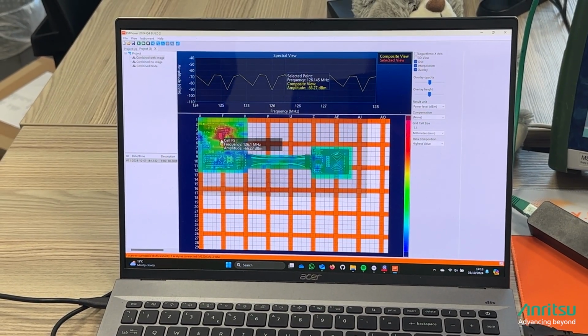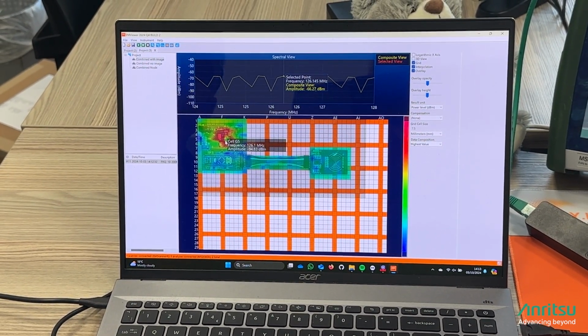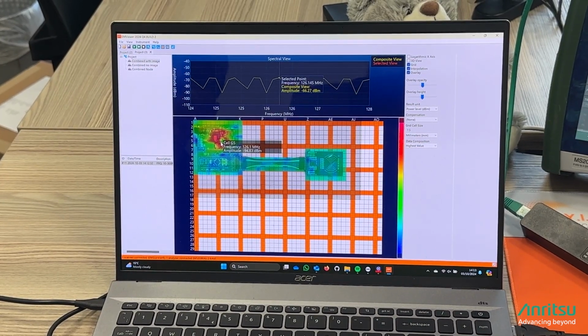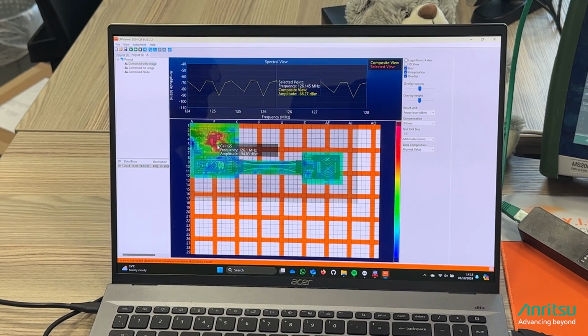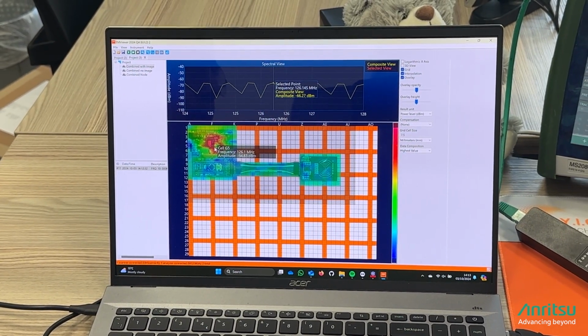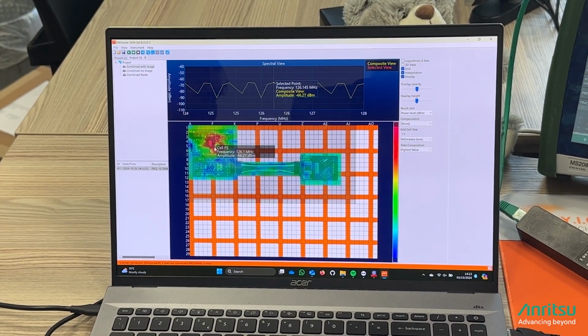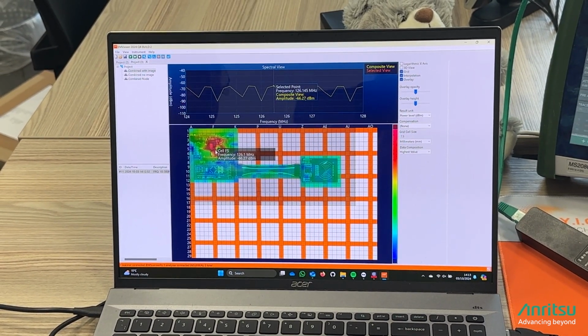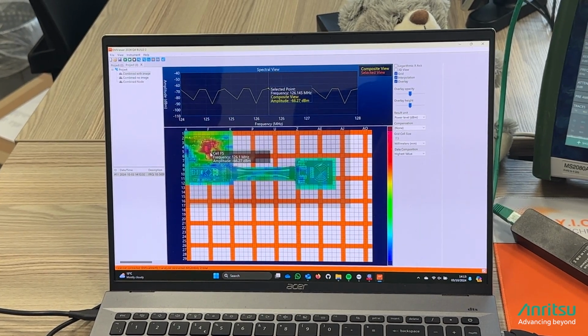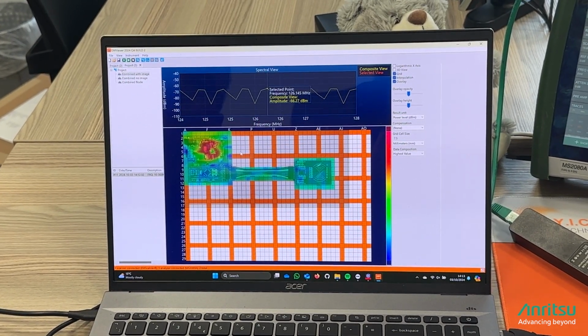So we can see the individual components graphically that are causing the radiation, and that gives us a lot of information to help us improve or reduce the EMC radiation from our board, to understand where we might need to put more grounding or to put shielding or to put some casing around the individual components.